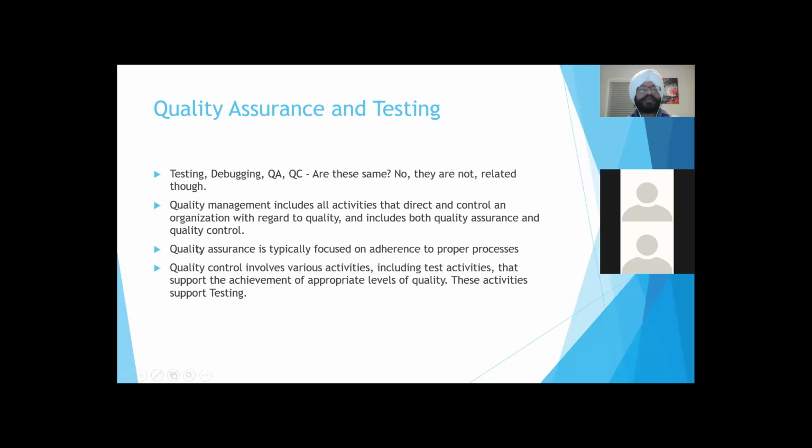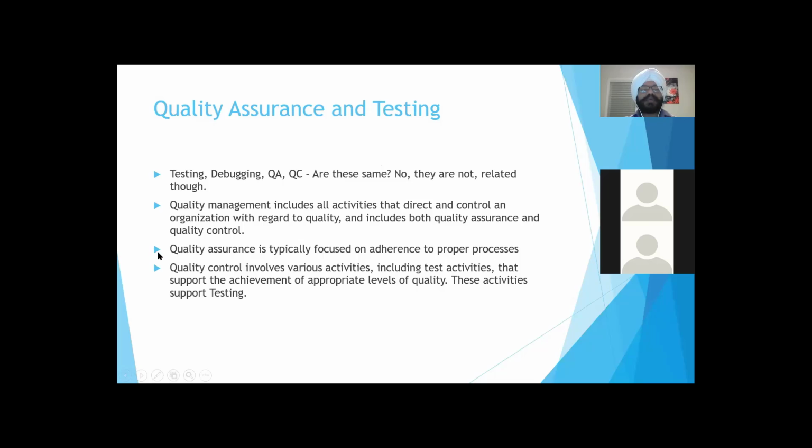It's very important to understand that quality assurance is all about processes. This definition is very important here: the job of a quality assurance person is to make sure that everything is happening according to the processes laid out in that company or organization. And quality control covers the activities related to those processes. So if this is a process, these are the activities within it. What they do is make sure that the appropriate levels of quality are achieved. And all these activities support testing.